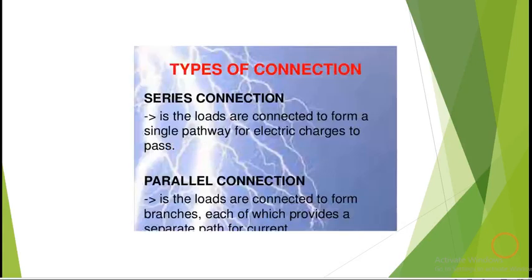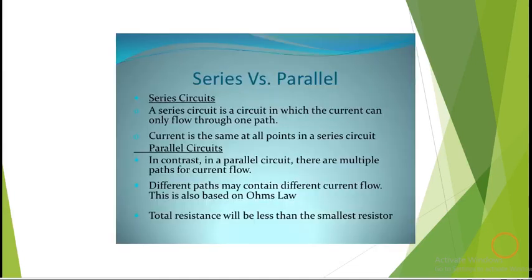Let's start with series and parallel connection. There are two types of connections, one is series, another one is parallel. Series connection is where the loads are connected to form a single pathway for electric charges to pass. Whereas parallel connection is where the loads are connected to form branches, each of which provides a separate path for current. Let's have a quick view of the difference between series and parallel connections.